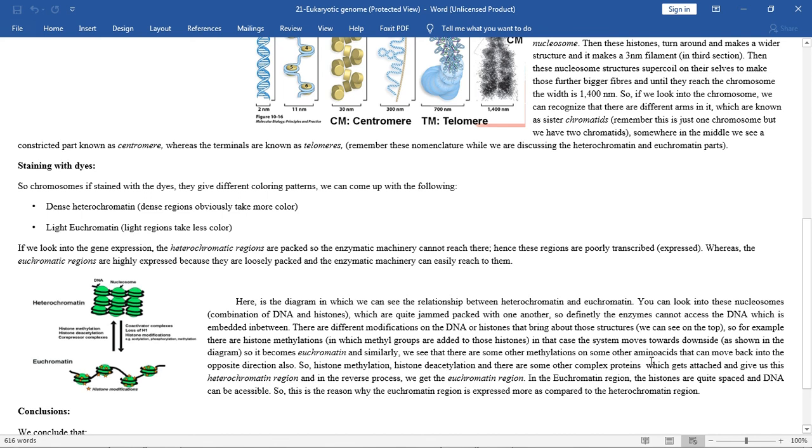Other methylations on some other amino acid can move back in the opposite direction also. So histone methylation, histone deacetylation, and some other complex proteins get attached and give us this heterochromatin region, and in the reverse process we get the euchromatin region. In the euchromatin region, the histones are quite spaced and DNA can be accessible. So this is the reason why the euchromatin region is expressed more as compared to the heterochromatin region.